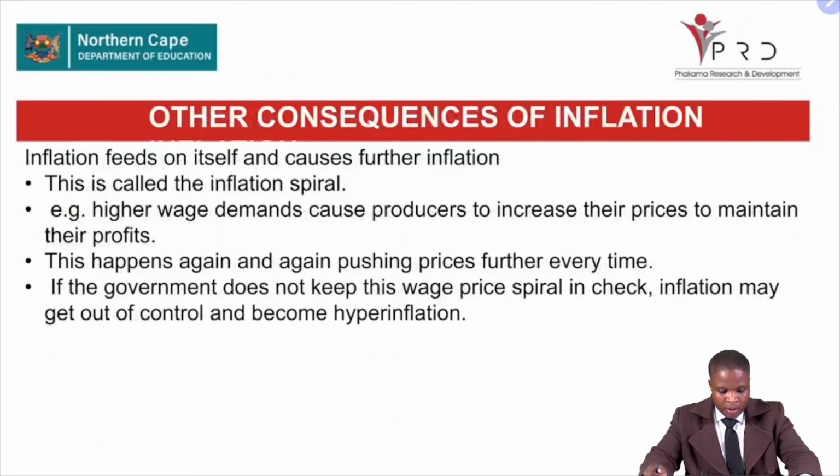Right. So these are other things that may cause inflation. So the first thing is inflation feeds on itself, causing further inflation. So inflation can cause inflation. This is called inflation spiral. High wage demands cause producers to increase their prices to maintain their profit. So inflation creates more inflation. This happens again and again and again, pushing prices further every time. So inflation can be a cause of inflation.